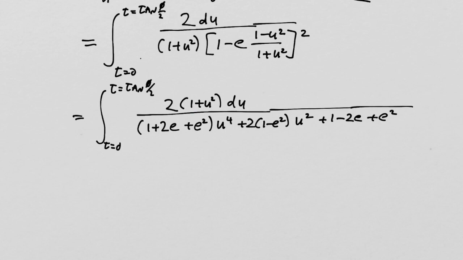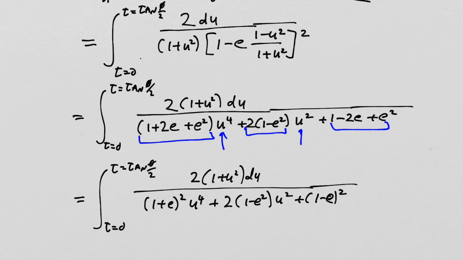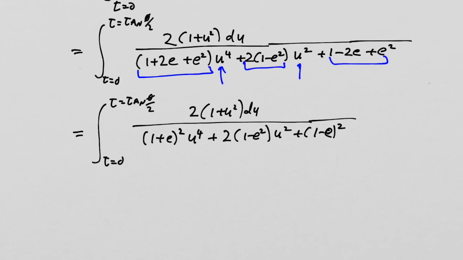So once I've done that, you start getting this proliferation of terms. But it comes up that there's a coefficient times u to the 4th, a coefficient times u squared, and a constant coefficient. And those can actually be simplified a little bit. And here I've done the simplification. This obviously is 1 plus e squared. This is 1 minus e squared. This is still 2. This is the same thing.